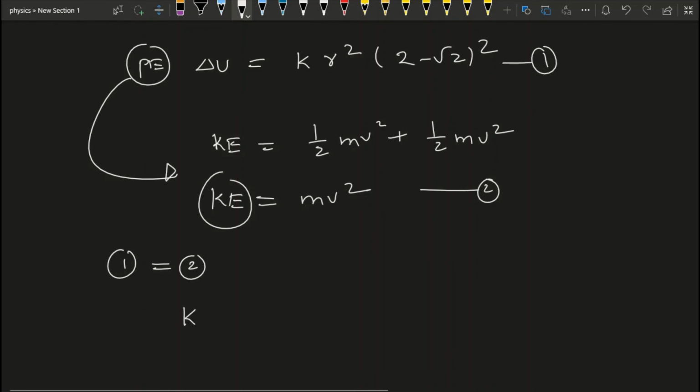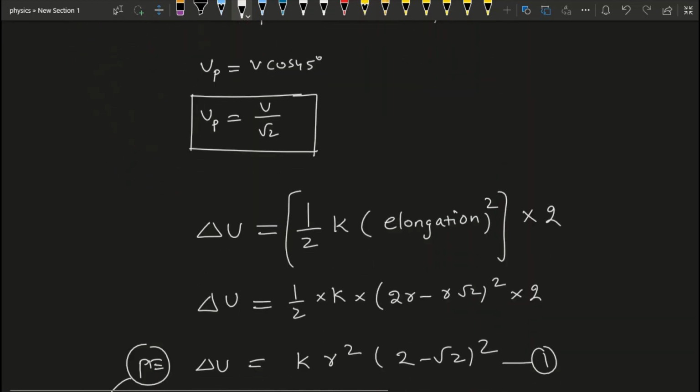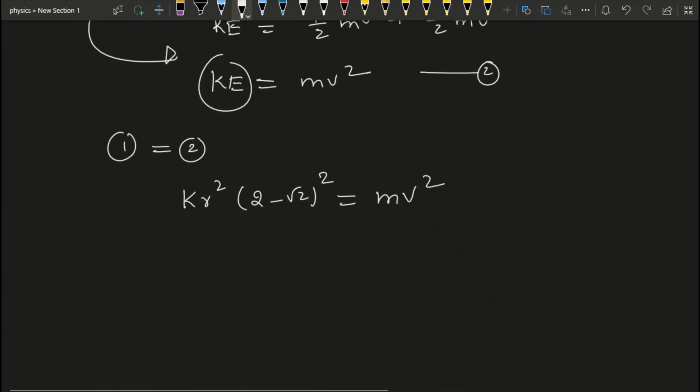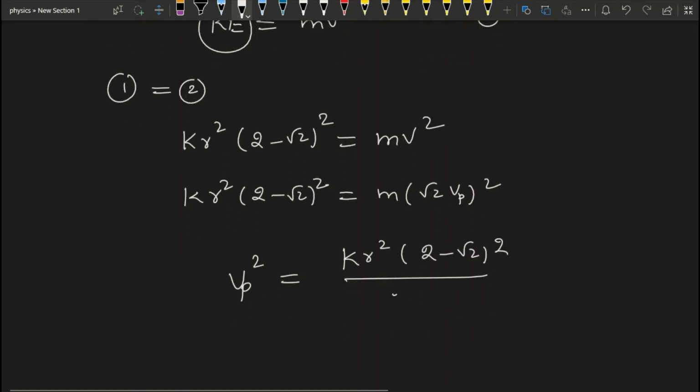So what I'm getting is k into r square into 2 minus root 2 whole square is equal to m into v square. But here we are required to find the Vp value. So I'm substituting the Vp value here, that is root 2 into Vp whole square. So we are getting the Vp square value as k into r square into 2 minus root 2 whole square divided by 2 into m. So this is the value of Vp square.